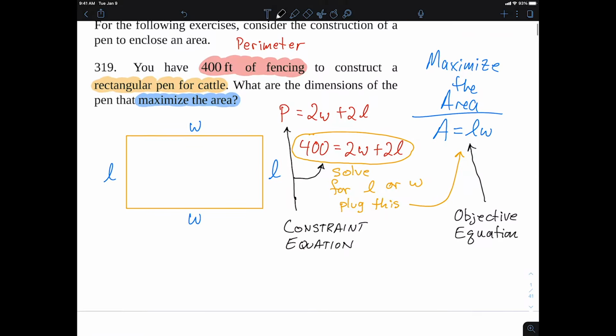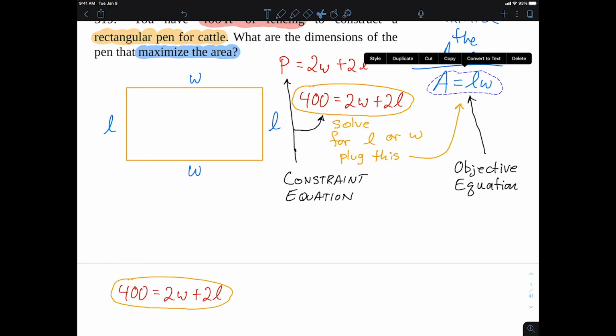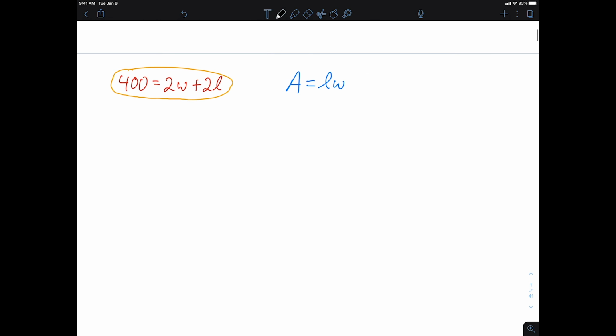All right, so now let's do that process I was writing down there in orange. Let's take 400 equals 2W plus 2L, and let's take our area equation and combine those together so that we can try to solve this with calculus. Because if we can get into one variable, then we can use derivatives and the first and second derivative test to find critical points and figure out which one gives us a maximum for the area.